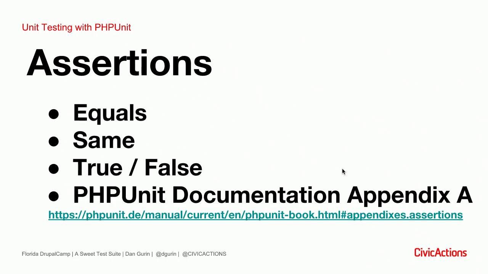Some of the different assertions, there's equals and same. Equals allows you to compare different objects, but the same would have to be the same object. You can assert true or false. There's a bunch of other assertions that you can look up in the PHPUnit documentation, and there's a link there. I'll put these slides up on the camp node so people can check them out if they want.